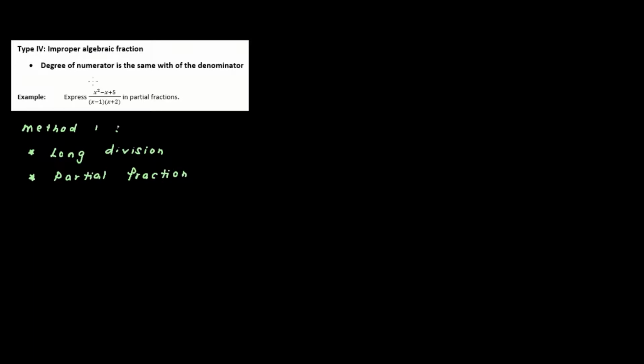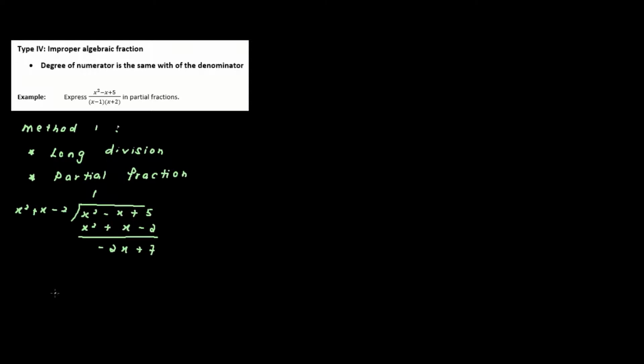Okay, so when we look at this question, the first thing that we need to do is just divide. So x squared minus x plus 5 divided by x squared plus x minus 2. When you try to divide it, you will realize that you will only have 1 here. Then after that, x squared plus x minus 2, so you will be left with negative 2x and then plus 7.